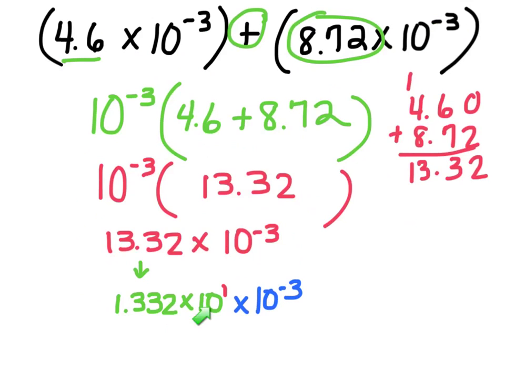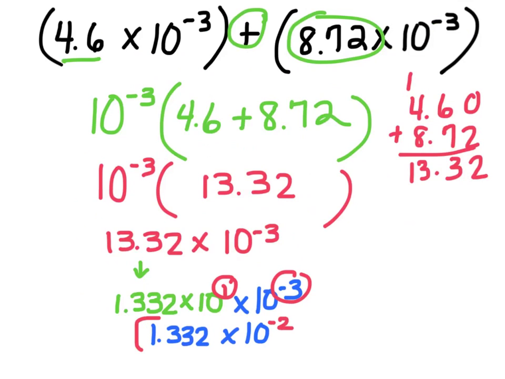Okay, now I'm going to use my laws of exponents to do this last part. So I end up with 1.332 times 10 to the, if I look at that, 1 plus negative 3 would give me negative 2. So here is my solution written in scientific notation.